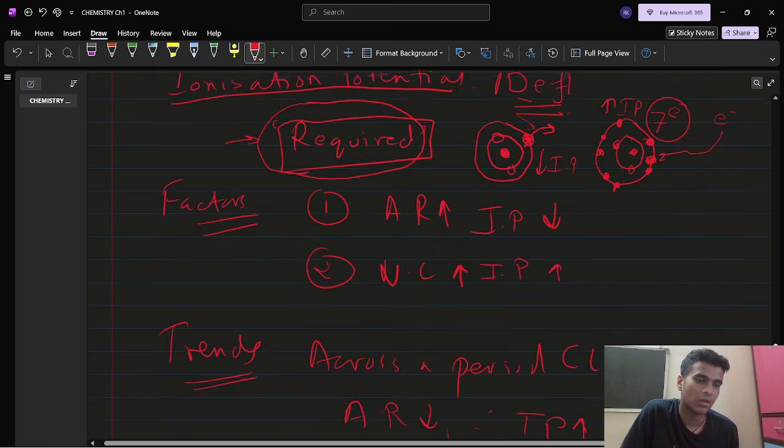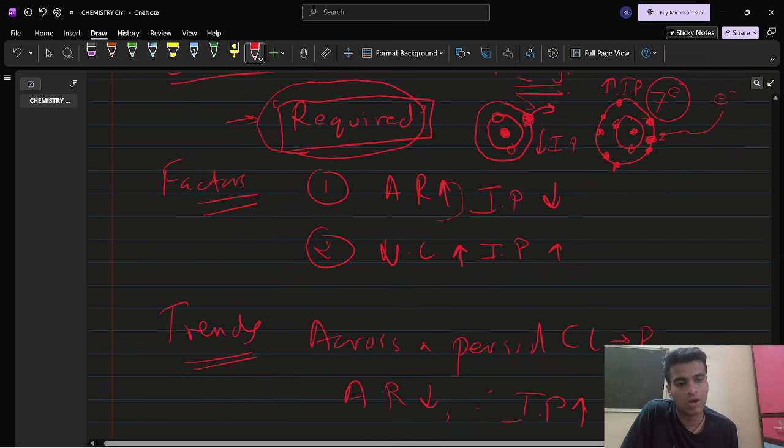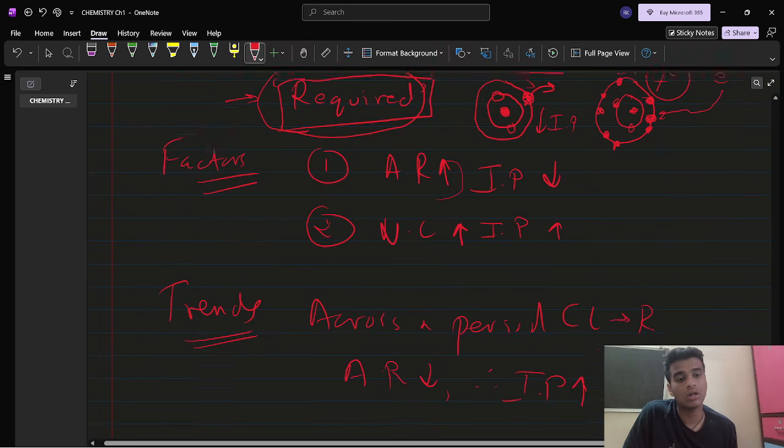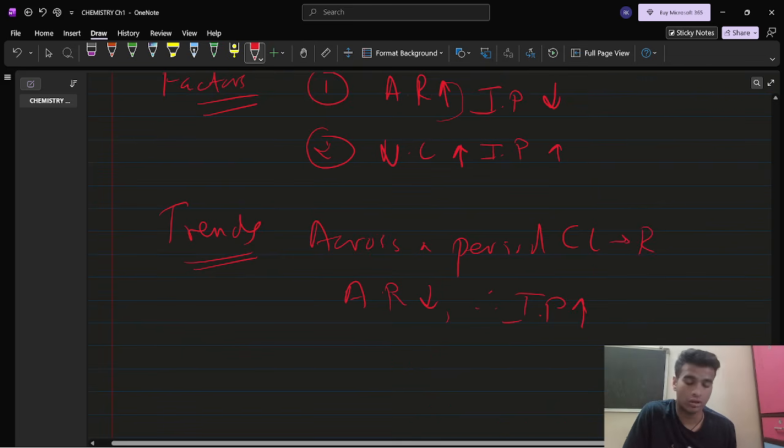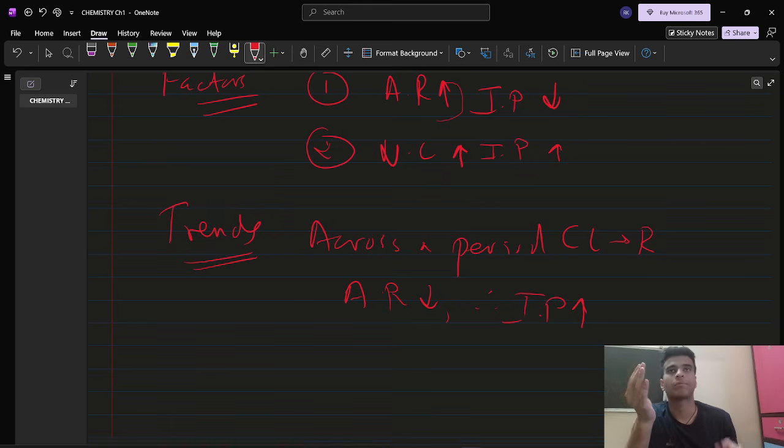Let's check up. If this increased, this is decreasing, so if atomic radius decreased, then what will happen? It will increase, right? It has to increase. Sorry, if atomic radius is decreasing, then IP has to increase. Why it increases, I have told already.